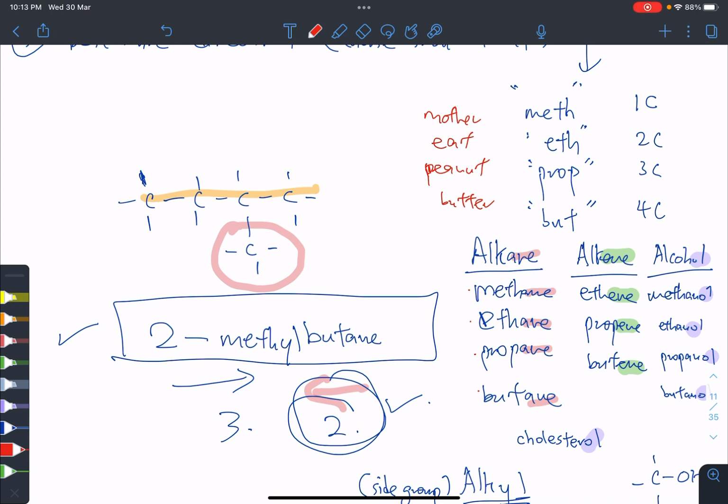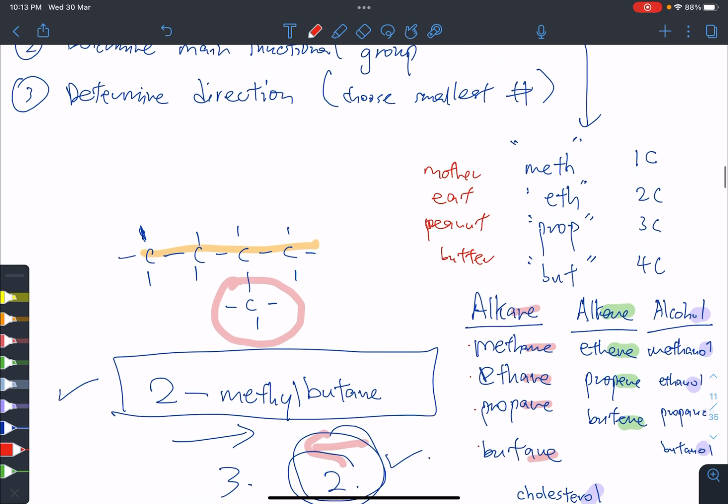So let's say I just randomly say, okay, now can you name me a 3 carbon alcohol? Okay, 3 carbon. Mother eat peanut butter. P, prop. So it's a prop. Alcohol is OL, so it's propanol. That's it. So naming the basic version is not that difficult. So now we look at the third step.